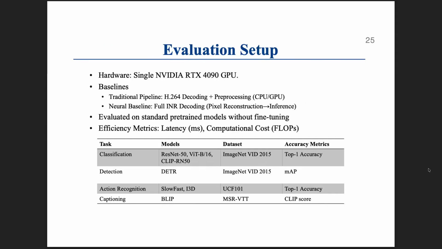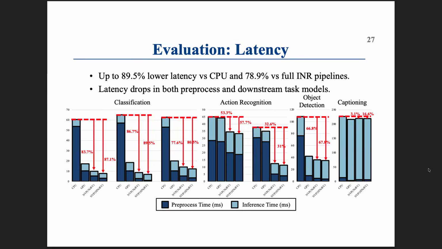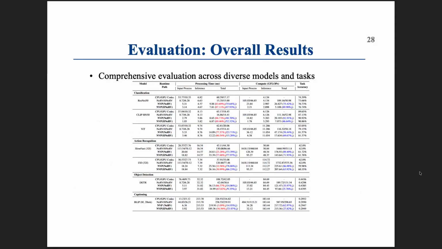Now I will summarize the evaluation results. For latency, NVP achieves up to 89% lower latency compared to the CPU codec pipeline, and up to 78% lower latency compared to full INR decoding.